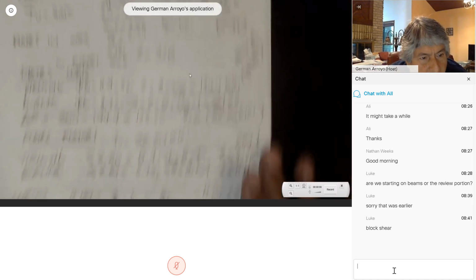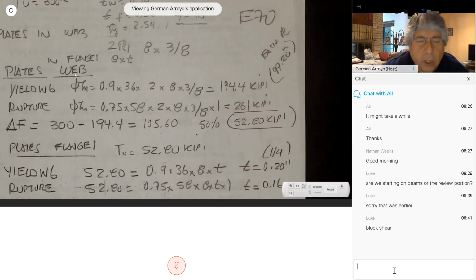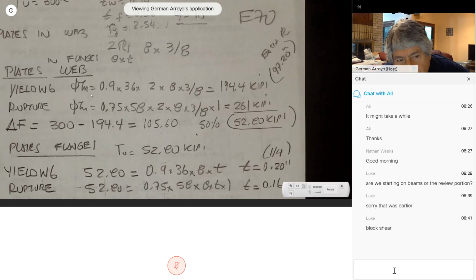For the plates on the web, yielding. And remember, we're doing tension yielding. This is what we did at the beginning of the semester. This is part of exam 1. Yielding is going to be 0.9 because it's made out of A36. We had 2 plates. So this is because we had 2 plates.